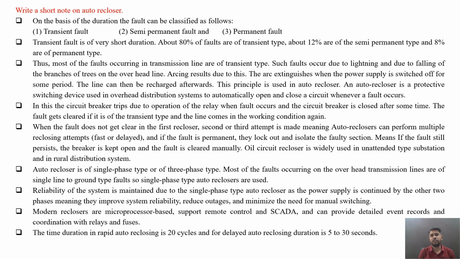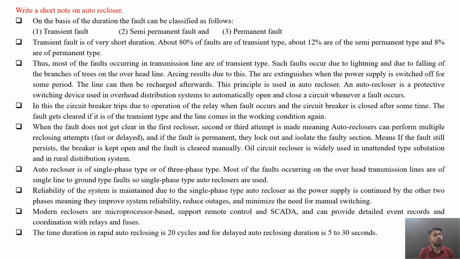Such faults occur due to lightning and due to falling of the branches of the trees on the overhead line. Arcing results due to this. The arc extinguishes when the power supply is switched off for very short duration. The line can then be recharged again afterwards as the fault is cleared during this time period. This principle is used in auto reclosure.